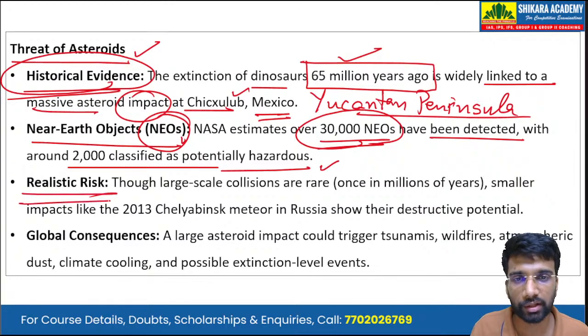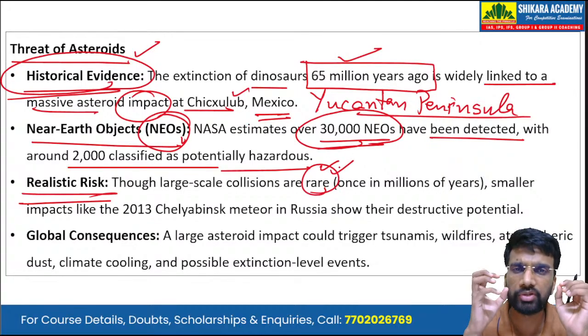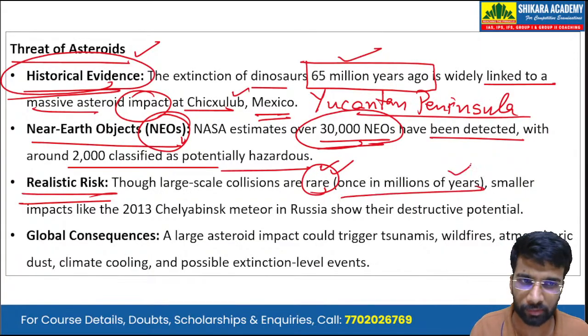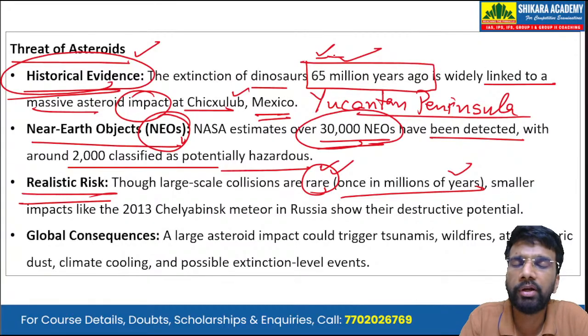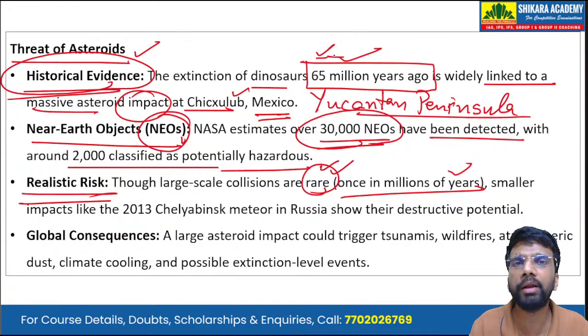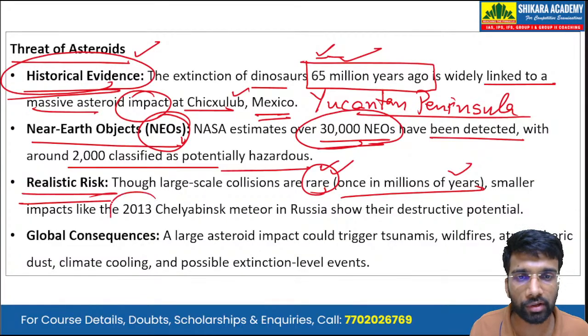Third is the realistic risk. Though large-scale collisions are rare, okay, so the chances of a collision are really less. That is once in millions of years. So after 65 million years have passed, no such major impact of an asteroid has taken place, but smaller impacts are very frequent. Like in 2013, there was a meteor strike in Russia.